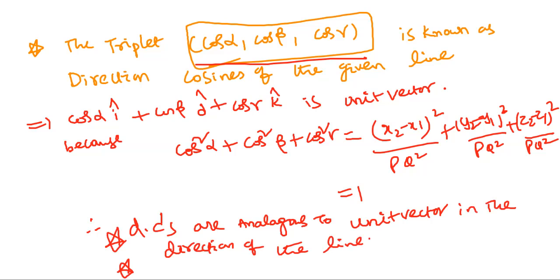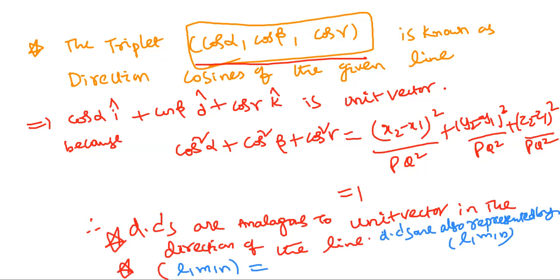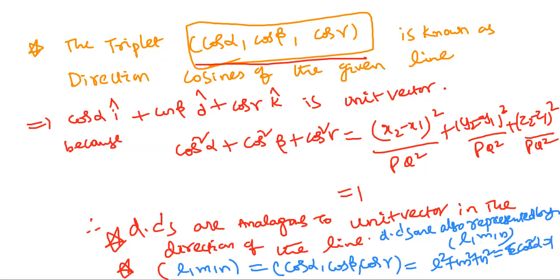Second thing, they are also represented using the standard notation l, m, n. DCs are also represented by l comma m comma n, where l comma m comma n is exactly equal to cos alpha comma cos beta comma cos gamma, and you know l square plus m square plus n square is nothing but sigma cos square alpha, that is equal to 1.